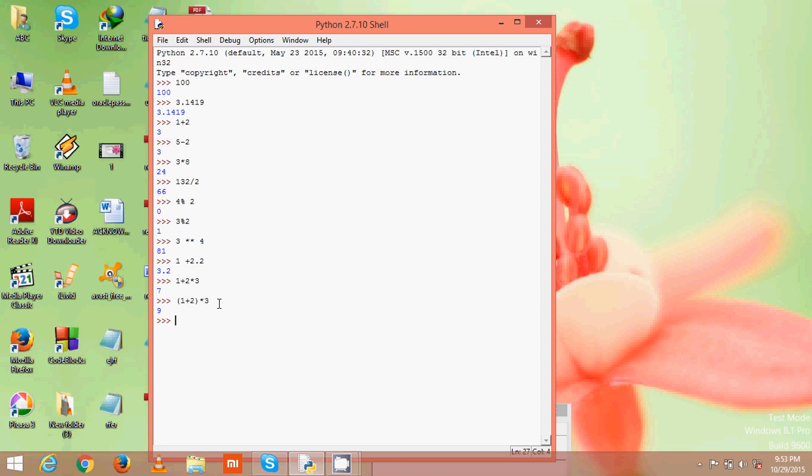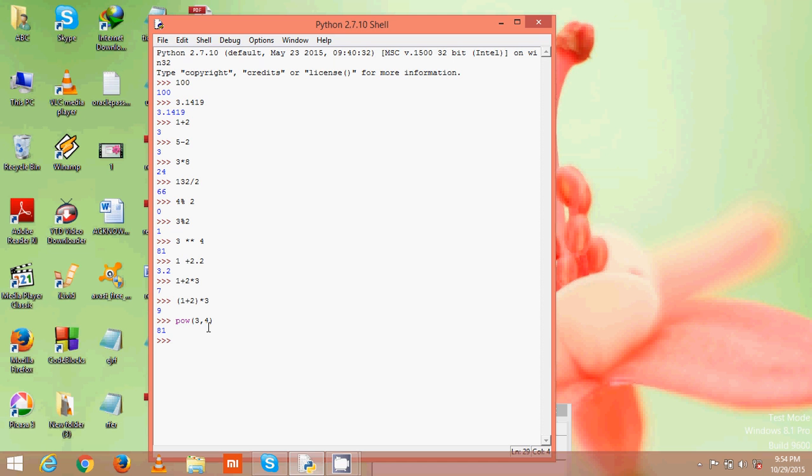You have some basic functions also. For example, pow, it is a power function. For example, pow(3, 4). This is the same as the exponential operator, but this is a function that performs the same function as this operation. So it will produce 3 raised to power 4, that is 81.